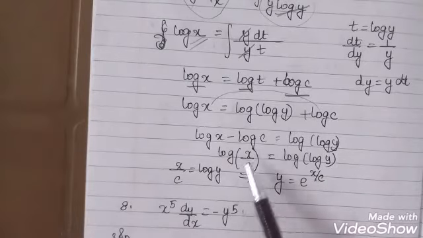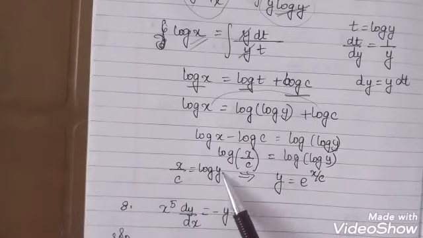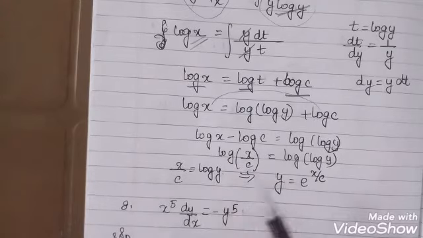Okay. So what will happen here? You have it as x by c is equal to log y. This is what you have here. So x by c is equal to log y.